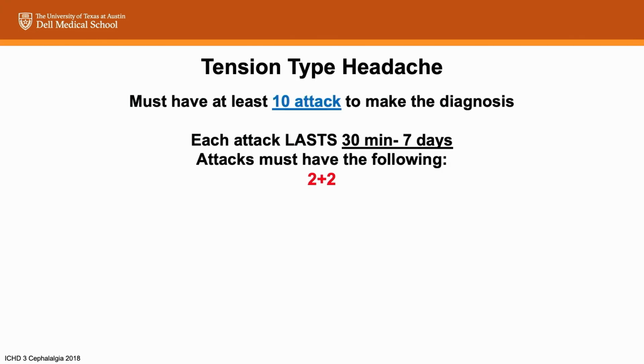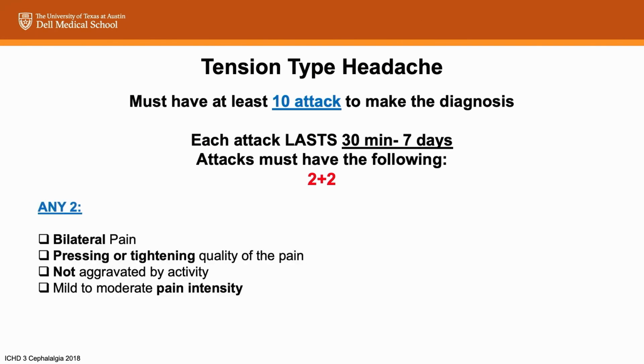First, tension type headache. This is the most common type of headache. To make this diagnosis, you need to have at least 10 attacks, and these attacks can range between 30 minutes and 7 days. So they can be very short, they can be very long, but they have to have what I look at as 2+2. They have to have any two of the following: bilateral pain, which kids will normally describe as pressing or tightening, not aggravated by activity, and mild to moderate pain.